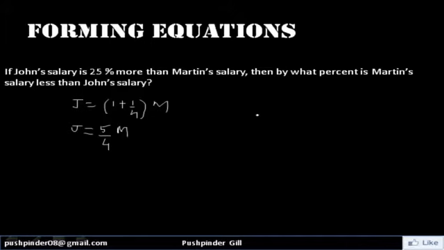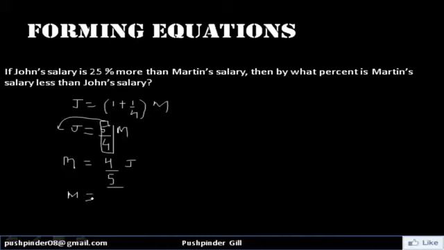Now let's see what he is asking us. He's asking us by what percent Martin's salary is less than John's salary. So for that, we need to take this integrating factor to that side. So I can say that Martin's salary is equal to 4 by 5 of John's salary.